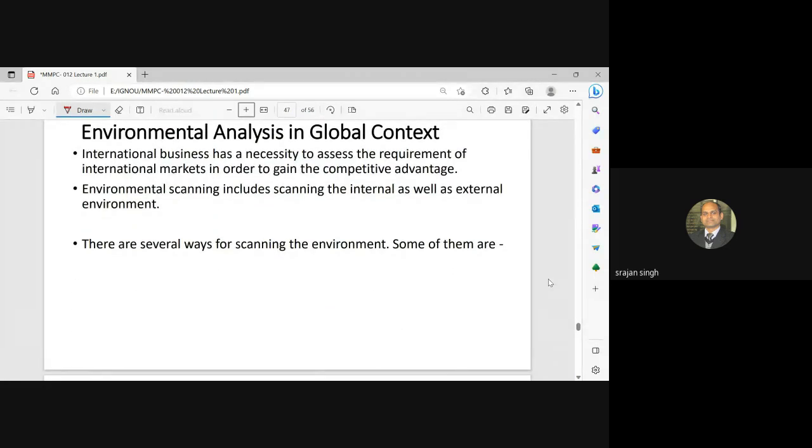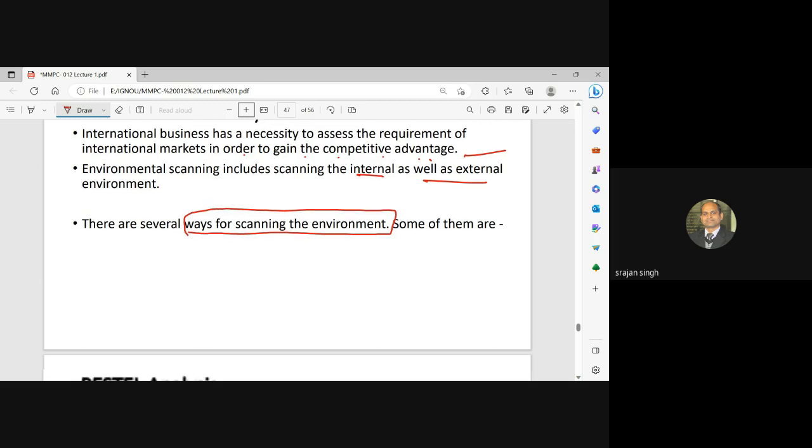Okay, next is environmental analysis in global context. International business has to assess the requirement of the international market in order to gain competitive advantage. Environmental scanning includes scanning the internal as well as external environments, both environments. There are several ways for scanning the environment. So let's discuss what are the ways or methods for scanning the environment.